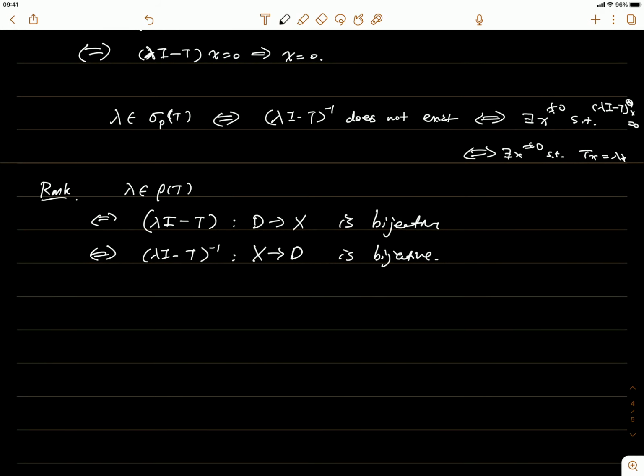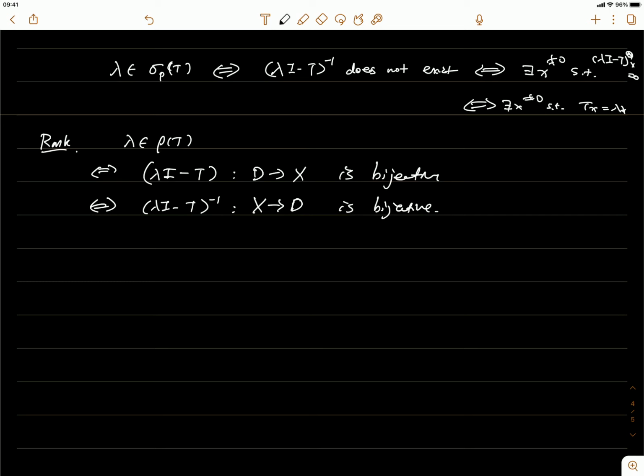Also, the question is, can we claim that lambda I minus T and the inverse of lambda I minus T are linear or bounded operators? It is clear that they are linear because T is linear. But we need to see if they are also bounded, continuous. We first can show that the inverse of lambda I minus T is closed because T is closed. We can then prove that lambda I minus T inverse is also closed. And why is that?